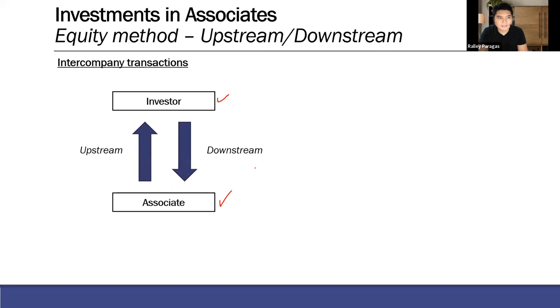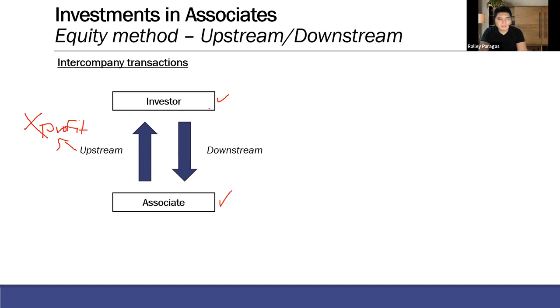So ang sabi natin, kapag may gross profit or kapag may profit na nakasama dito, you eliminate that. Tatanggalin mo yung unrealized profit na yon from the associate's profit or loss before you recognize your share in that profit or loss. Kasi unrealized pa. Ang ibig sabihin nun, within this particular corporate structure, yung unrealized profit mo, hindi pa nabebenta ni investor sa labas.